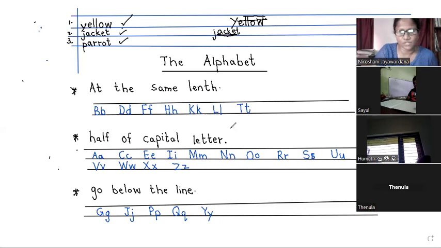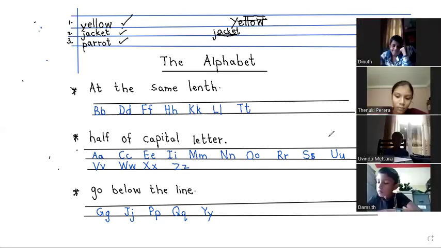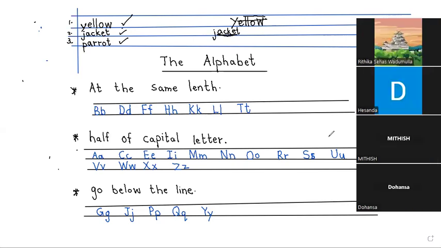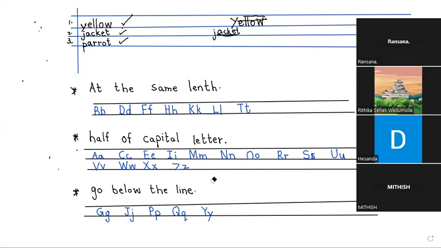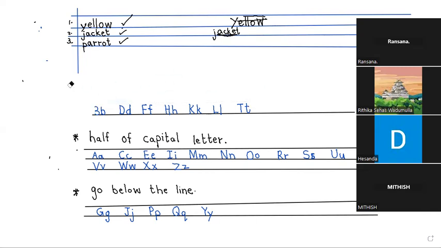Can I erase, children? Have you finished writing? I have finished, madam. Some say they have finished by watching the video. Write fast then. Right. Have you finished writing the letters at the same length? Simple letters are half the height of the capital letter. Have you finished writing and going below the line? Can I erase? Teacher, for capital letters, say clearly. All right, okay. Then I hope others have also finished writing, children.